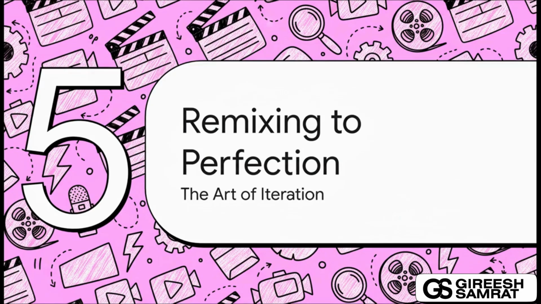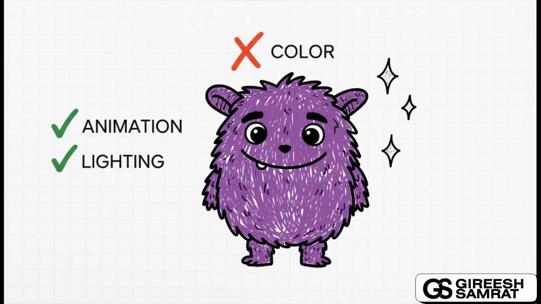Look, let's be real. You're probably not going to nail the perfect shot on your very first try. And that's totally okay. Because the real magic, a lot of the time, is in the refinement. It's in the iteration, and that's where the remix feature is an absolute game changer. So check this out. Let's say you run a prompt and you get this little guy. The animation is awesome, the scene is perfect, but you wanted an orange monster and he came out purple. The shot is like 95% of the way there.